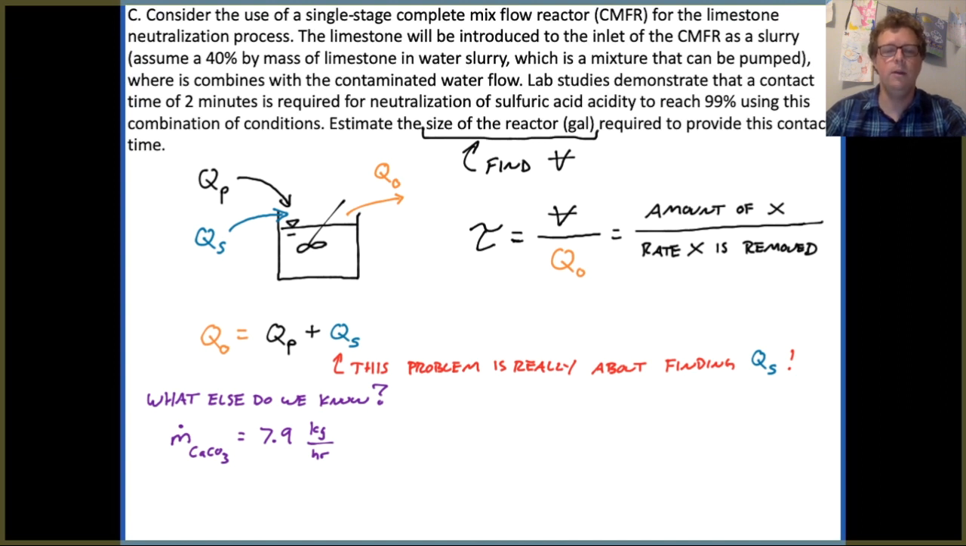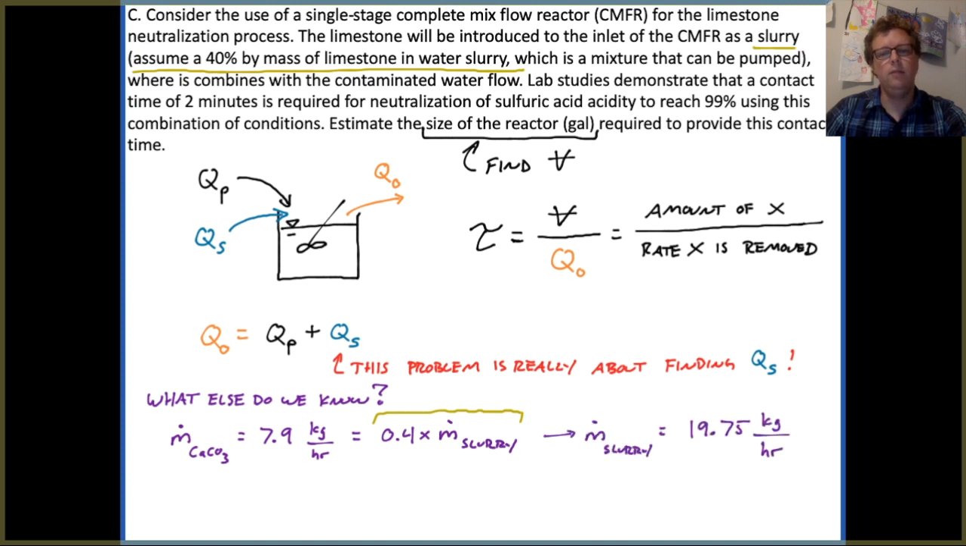What else do we know about this problem? And the key to unlocking this one is that we know something about that slurry. Right? From parts A and B, we've already decided that we need to add about 7.9 kilograms of limestone each hour. And we know that the slurry is 40% by mass of limestone. So we can use that knowledge, and so I've underlined it in yellow up in the problem statement and highlighted that relationship in yellow toward the bottom of the slide.